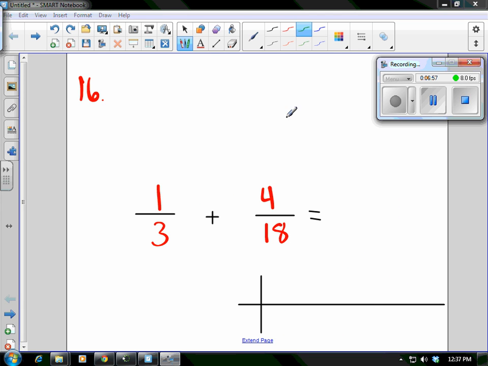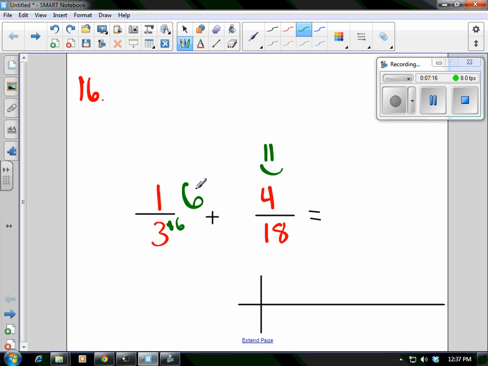Alright, I like number 16 because we can look at the big number, and we say, does 3 go into 18? And yes, it does. That makes it so we don't have to change this one. It's already done. Makes me happy. Now we have to make this 3 into an 18. 3 times 6 equals 18, so 1 times 6 is 6. Now we just have to do 6 plus 4 is 10 over 18.